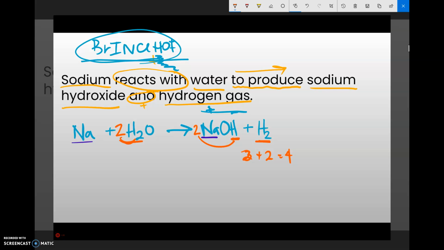Now, if this didn't work, you would up this 2 by 3. If that didn't work, you'd up it by 4. If that didn't work, you'd up it by 5. Another thing to note is that when we're adding a coefficient to this water, it's also affecting the oxygen. And notice over here, the oxygen is only in one location. It's right there. So whatever we do here, as far as our coefficient, we have to do the same here because of our oxygen. So it's kind of like a little trick of the trade.